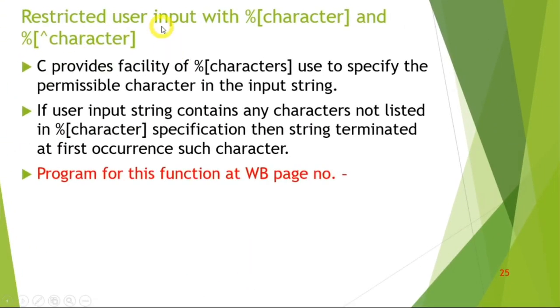Now, restricting user input with %[ character and %[^ character. What do both denote? Let's see. C provides the facility of %[ square bracket characters, used to specify the permissible characters in the input string. The program is on the next slide.